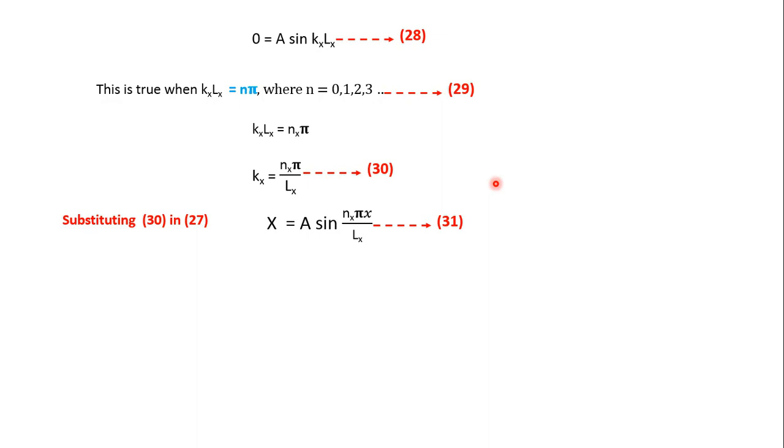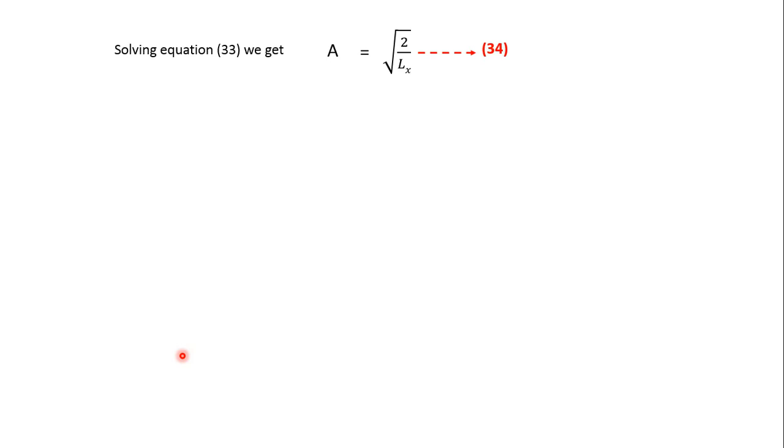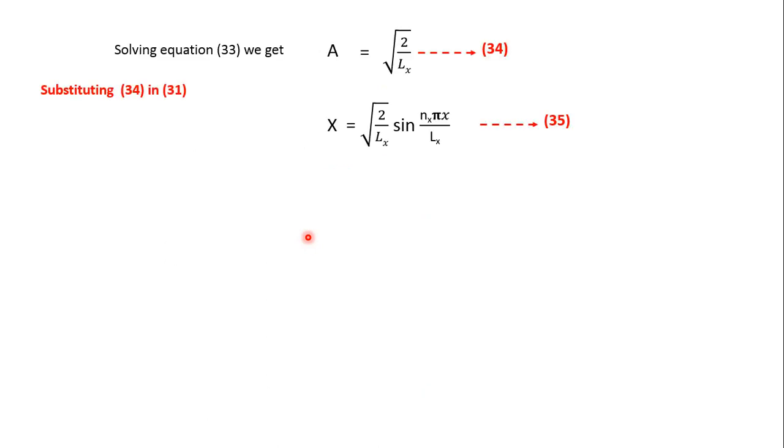Now we have to solve for the constant A. This is done using the normalization condition, according to which the integral from 0 to Lx, you should take it as 0 to Lx, of the function capital X, which is dependent only on x, star X, dx is equal to 1. If you substitute the value of capital X, A sin nx pi x by Lx, here in equation 32, we get something like this. Remember that this is Lx and not L. And if you integrate it, you will find that A is equal to root 2 by Lx. Now substitute A is equal to root 2 by Lx here in equation 31, and we will get capital X is equal to root 2 by Lx sin nx pi x by Lx.